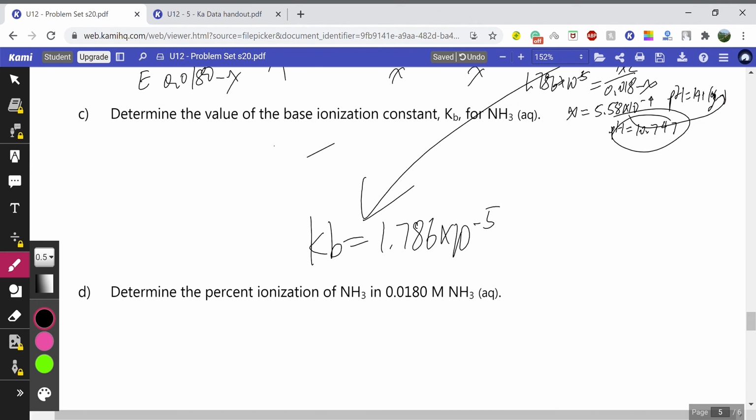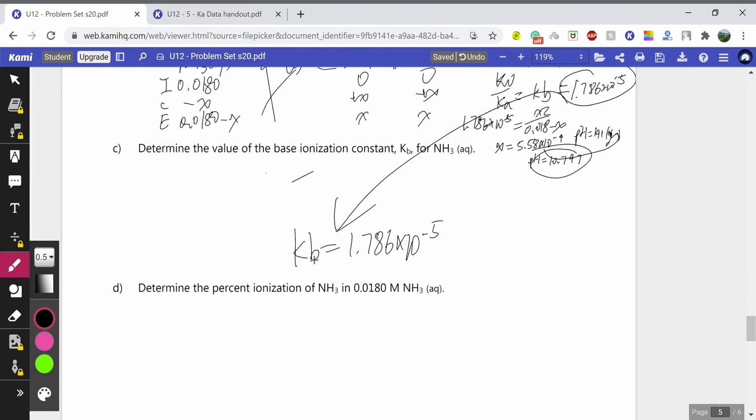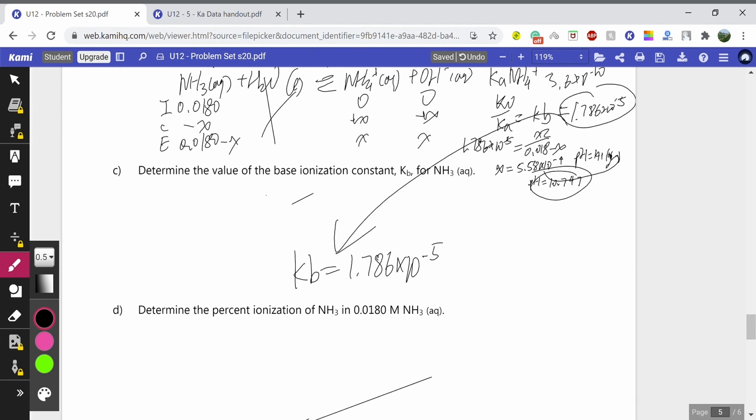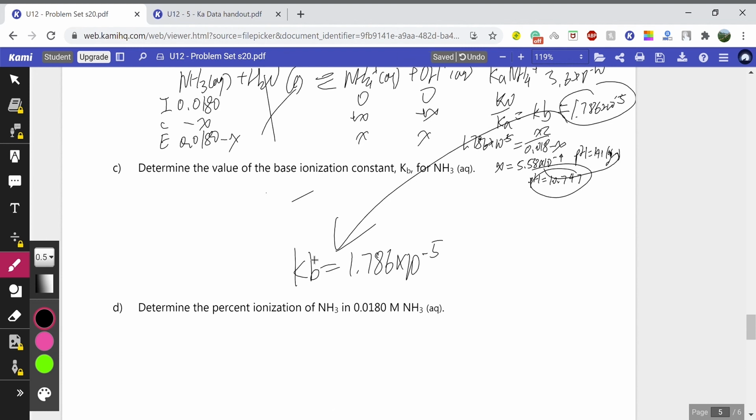Now, determine percent ionization. Alright, so in the end, our NH4 plus is going to be the x value, which is 5.58 times 10 to the negative 4th. We divide that by our original, which is 0.0180. So 5.58 e to the negative 4th divided by 0.0180. Don't forget to multiply by 100 to find the percentage. Times 100 will give us 3.1%.